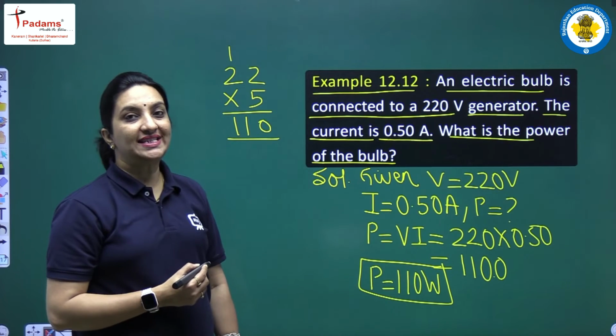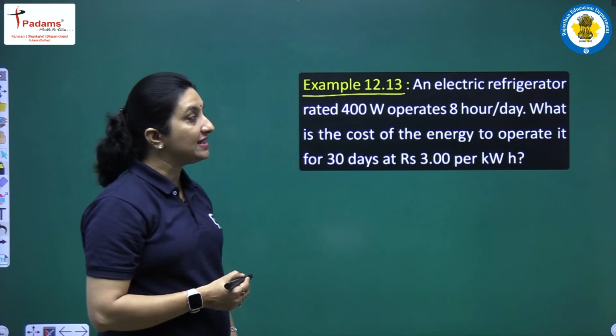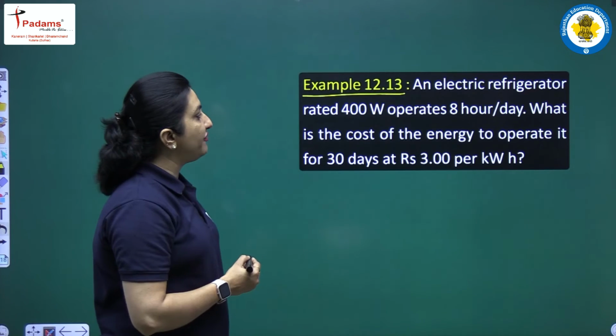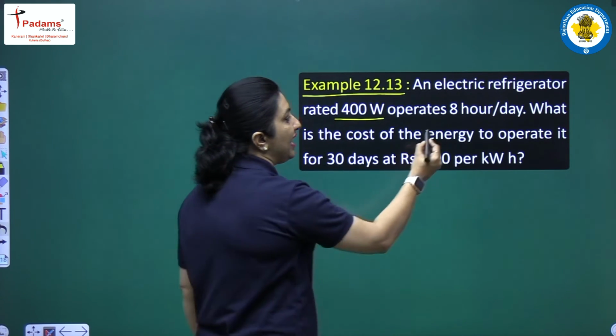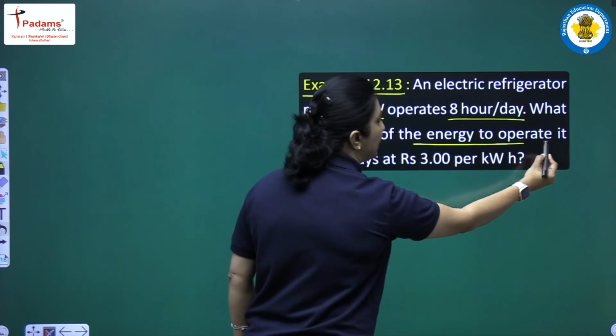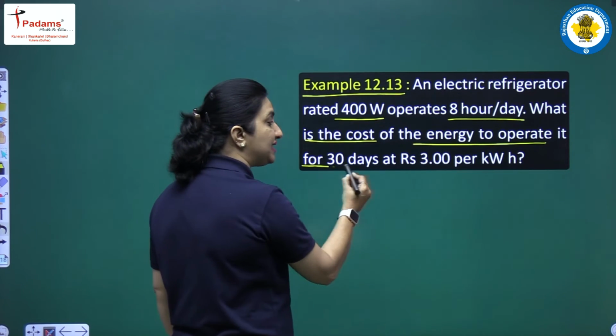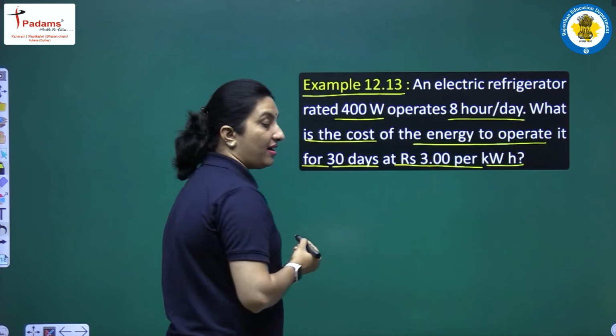Right? Now let's see the next problem, which is example 12.13. An electric refrigerator rated 400 watt operates 8 hours per day. What is the cost of the energy to operate it for 30 days at rupees 3 per kilowatt hour?